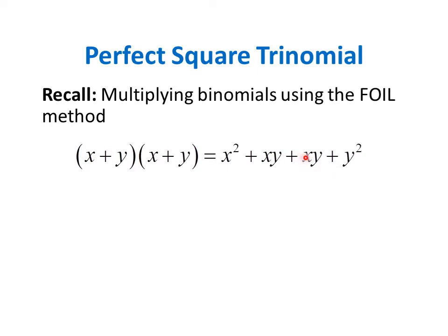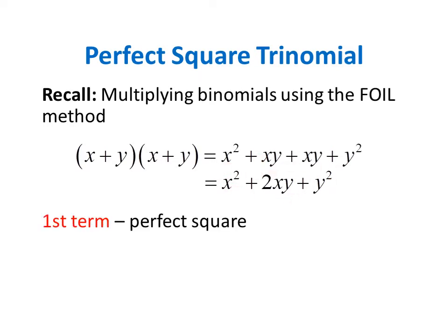Now this expression can be simplified by adding the second and third terms because they have the same variable. So we get x squared. If you add these two, you get plus 2xy, and then plus y squared. Now this expression is the general form of perfect square trinomials.